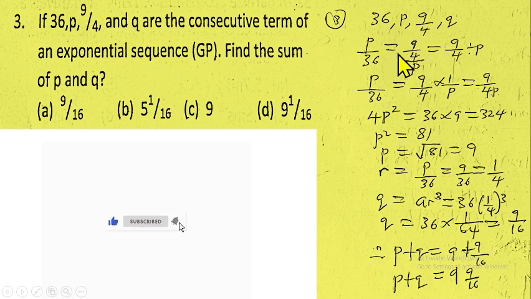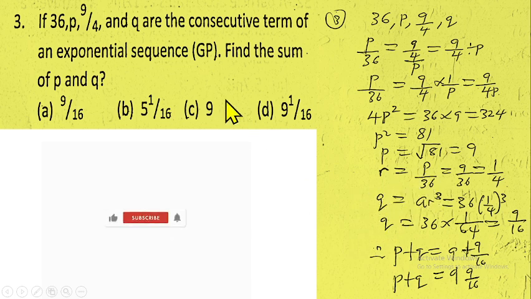If you simplify the right-hand side, you have 9 over 4 divided by p, which you can change to 9 over 4 times 1 over p. So 9 times 1 gives us 9, and 4 times p gives us 4p. So p over 36 equals 9 over 4p. If you cross multiply, p times 4p gives us 4p squared, which equals 36 times 9, that is 324. Then you divide both sides by 4, and that gives us p squared equals 81. Then you find the square root, and the square root of 81 is 9. So technically, the value of p here is 9.